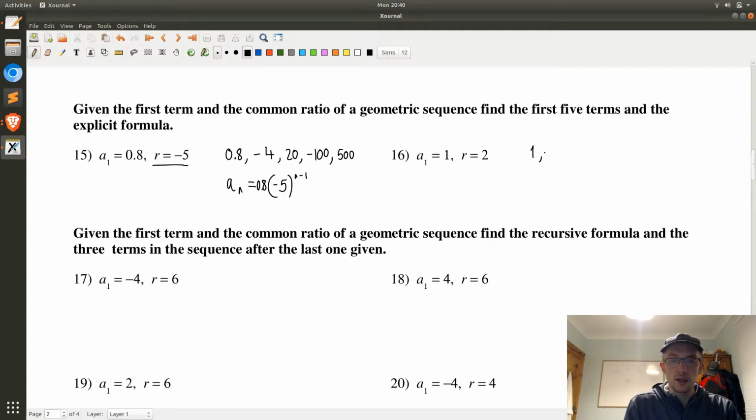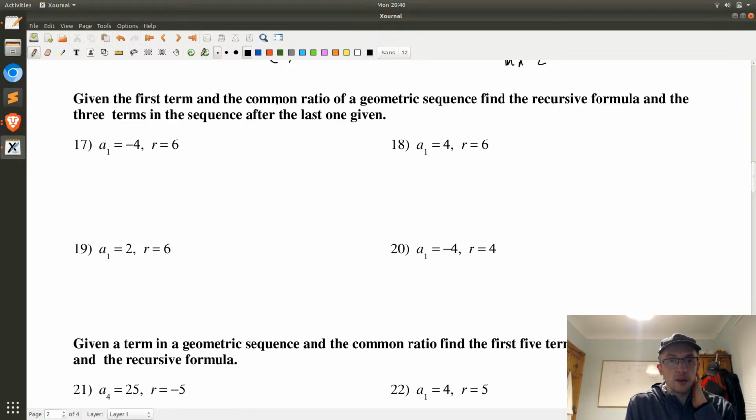So the first 5 terms of this one will be 1, 2, 4, 8, 16. So it's the n-1 power of 2. Did I say u_n when this should be a_n? It doesn't really matter. Whatever the convention is. Plus, I can always do this to create an a_n. How nice.